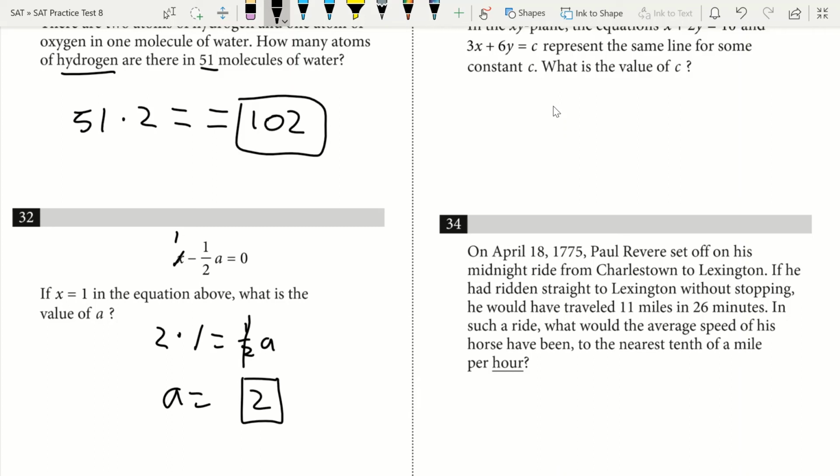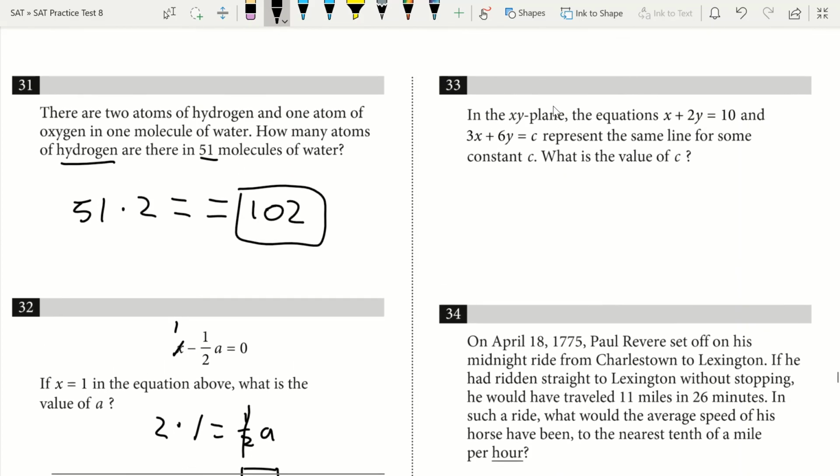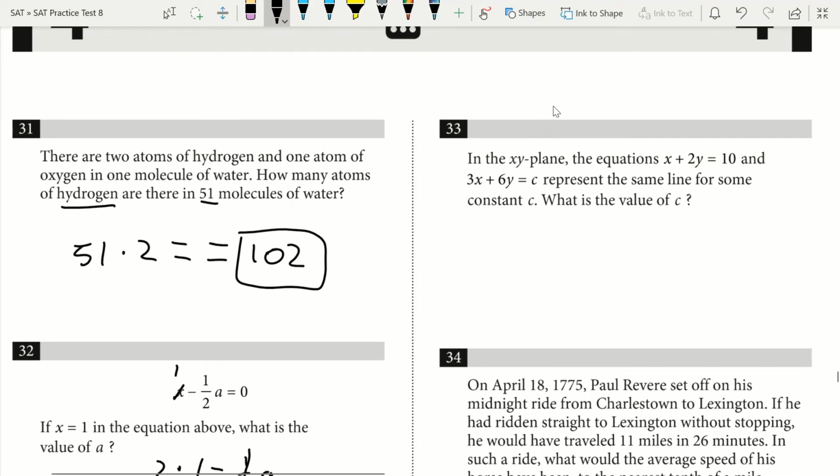Alright, now I've got question 33. In the xy plane, the equations x plus 2y equals 10 and 3x plus 6y equals c represent the same line for some constant c. What's the value of c? Well, to solve for c, I know that these are the same line, right? Same line means they have the same slope and they're written in standard form. So what I can see is I have x plus 2y. If I multiply that by 3, I'm getting 3x plus 6y. So I have to multiply my 10 by 3 as well, and that gives me c equals 30, right? 30 equals 10 times 3. My answer will be 30. That's going to equal c.